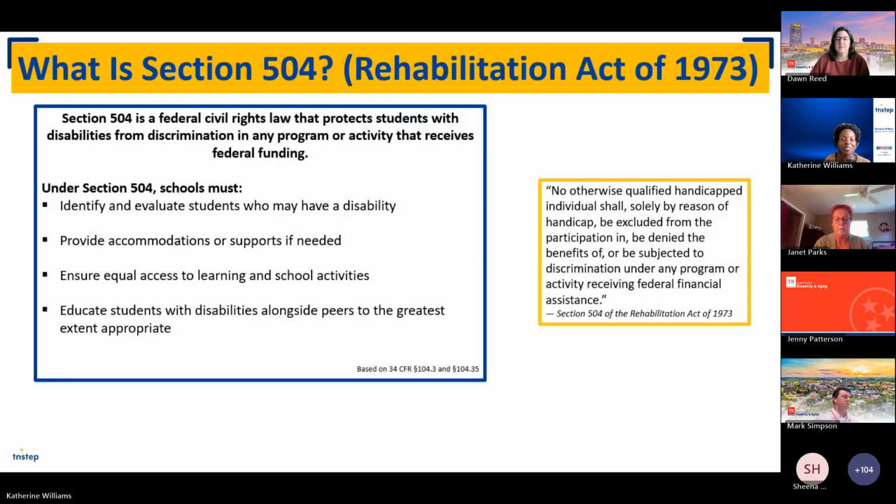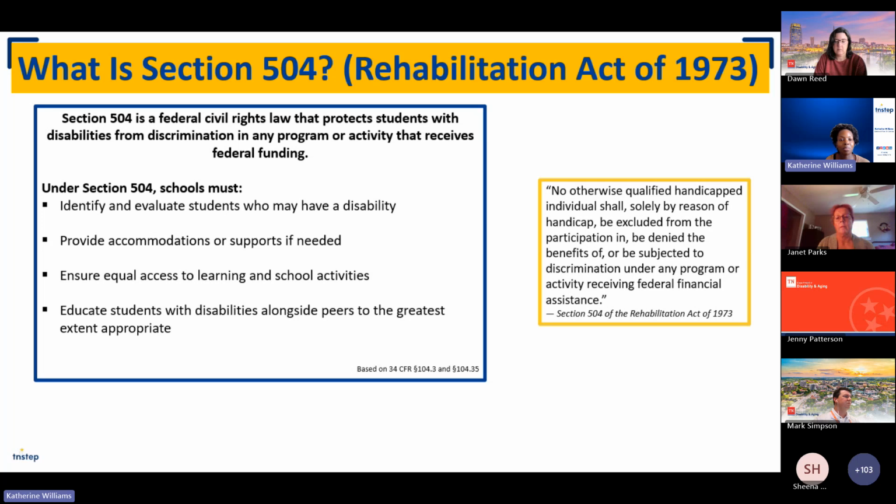Okay. So now we are going to shift and talk about what is Section 504, the Rehabilitation Act of 1973. So Section 504 is a civil rights law. It is not a special education law. So it protects students with disabilities from discrimination, and it makes sure that they have equal access to school programs and activities. So this law requires schools to identify students who may have a disability and also provide accommodations and supports if those are needed.